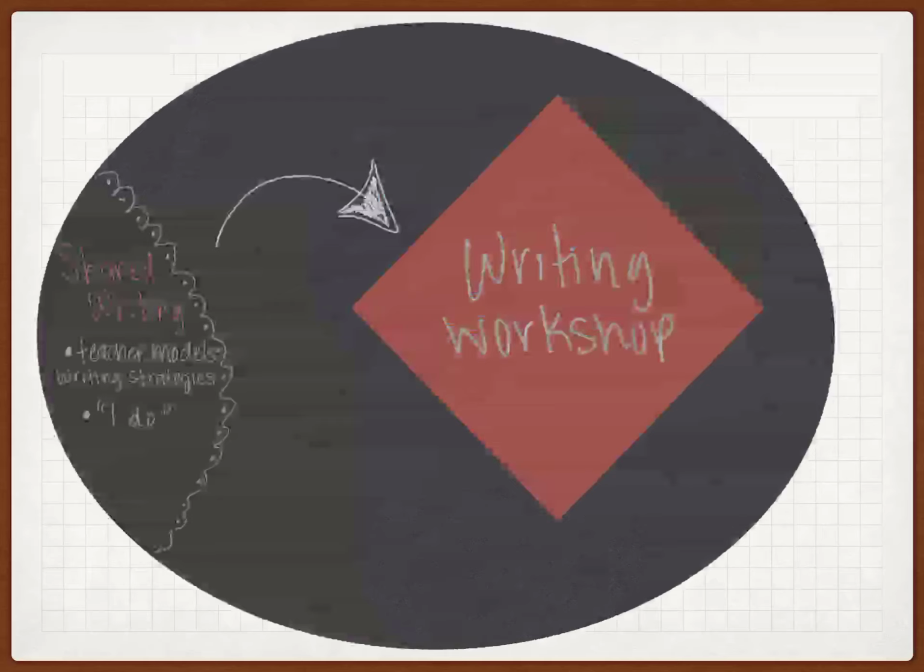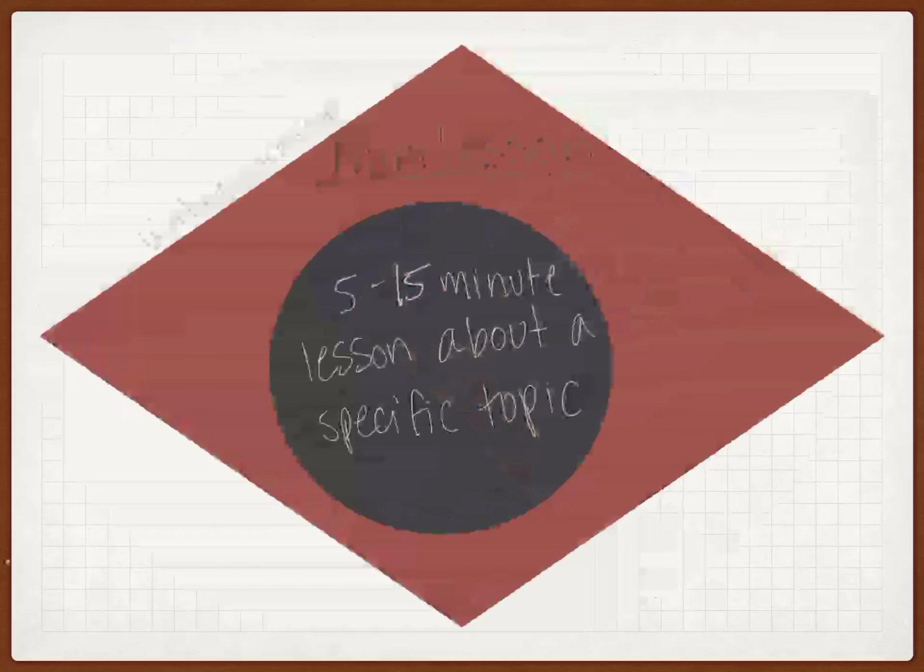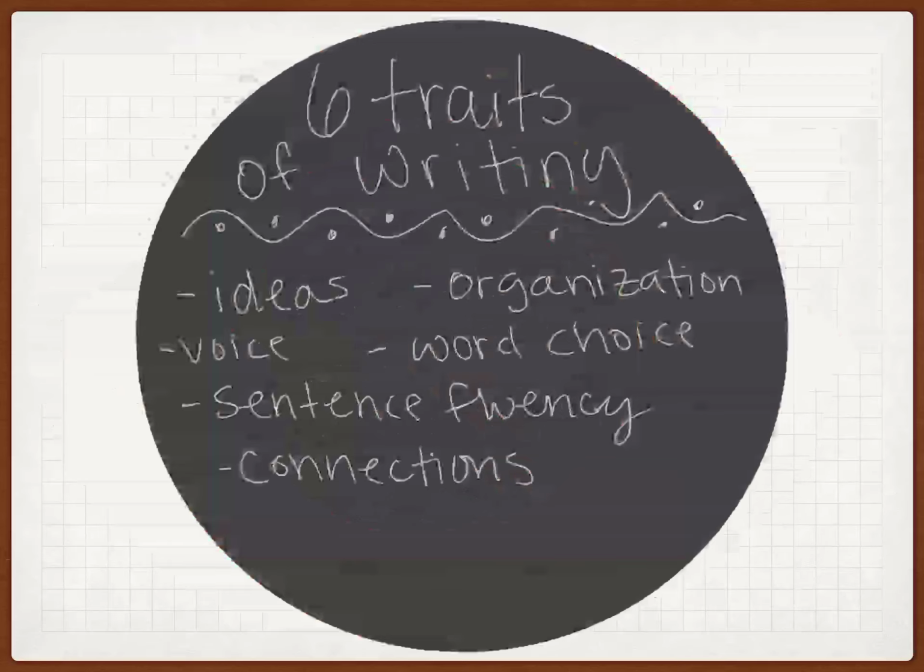And so in shared writing, the teacher models a writing strategy. And so this would be like an I do. And I connected this to the writing workshop. And so I connected it to the mini lesson component of the writing workshop. This is a 15 to 20 minute lesson about a specific topic. And this could be about the 6 traits of writing. And so the 6 traits of writing are ideas, organization, voice, word choice, sentence fluency, and connections. And so the mini lesson can be based on any of these 6 components.